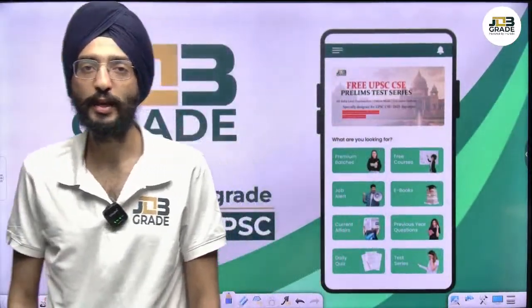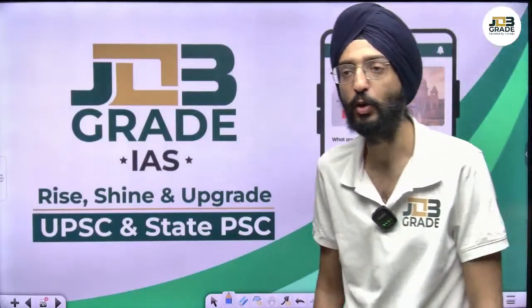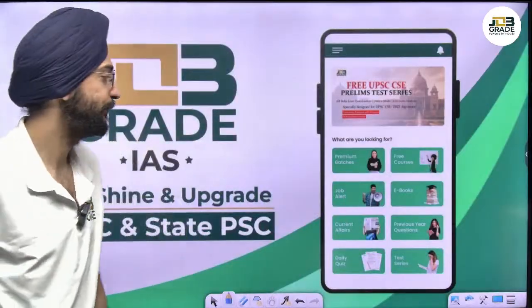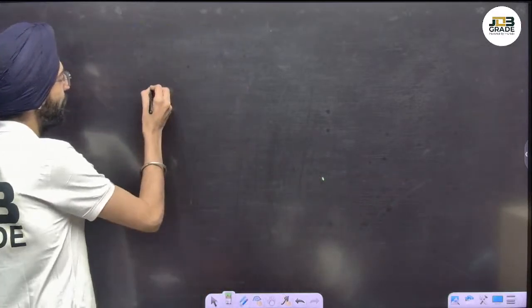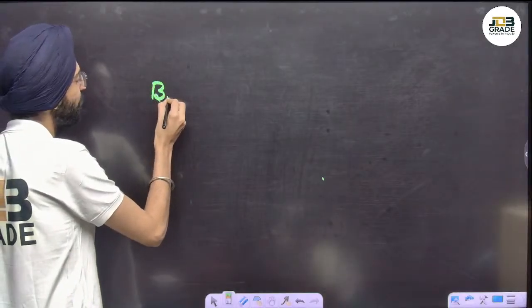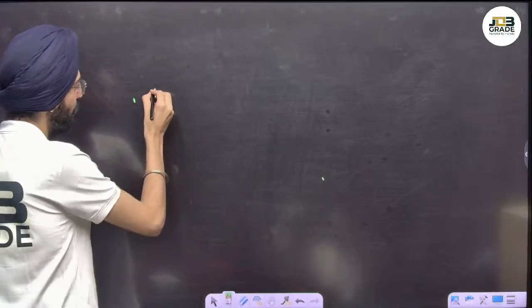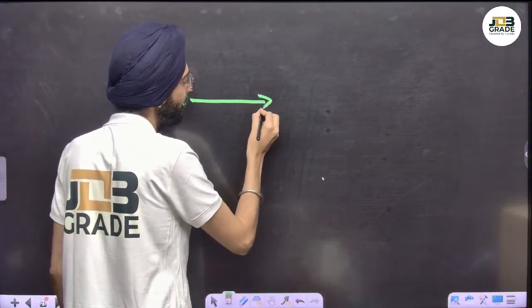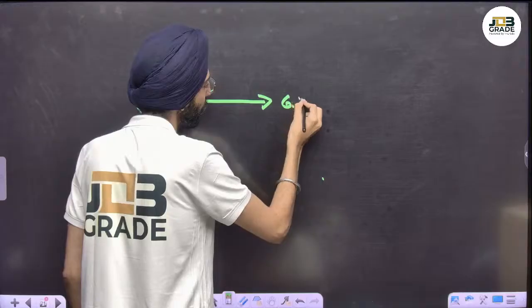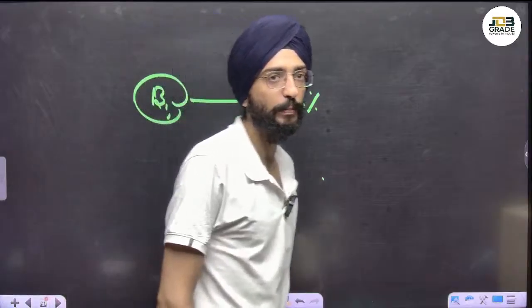How this lending rate is decided completely depends upon the operational cost of the bank. How is it decided? Let's see. For example, if this is bank B1, and the lending rate is, suppose, 6.5%, how is the 6.5% decided? That's the question. This 6.5% depends upon a lot of factors.